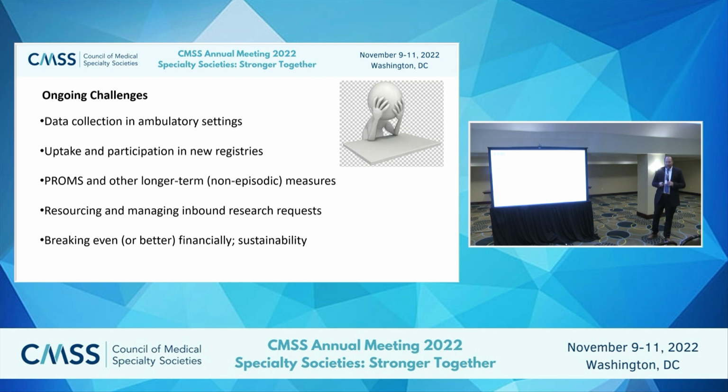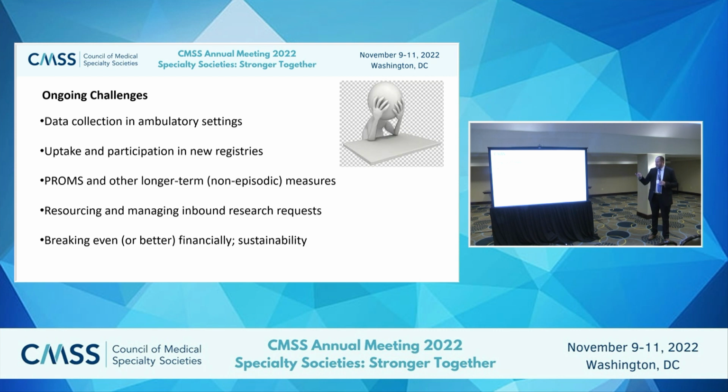Uptake and participation. I mentioned shoulder and elbow has been kind of slow to launch. We've struggled to put together a compelling value proposition there for folks. Why should they do this? In an era of constrained resources and when an activity is viewed as discretionary, maybe I don't need to do it if it's not that compelling to me, or I do a lower volume of shoulders than I do of hips and knees.